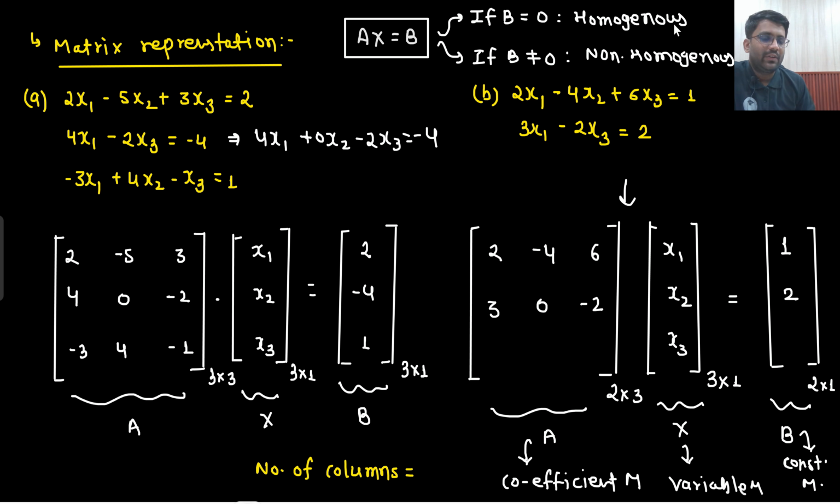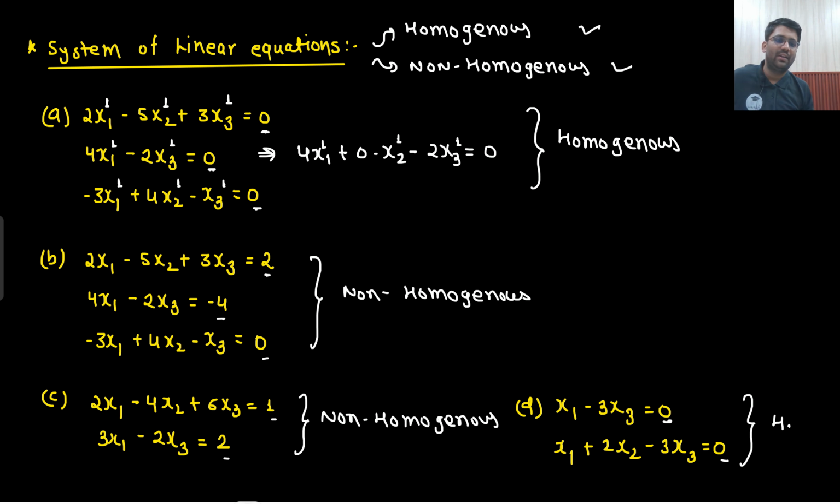So in case of a homogeneous equation, I will simply write down Ax equals 0. And in case of a non-homogeneous equation, I will write down Ax equals B. In case of homogeneous, I can simply write Ax equals 0 because B is 0 only. So did you understand the meaning of homogeneous equation, non-homogeneous equation, and matrix representation of a system of linear equations? These two slides are absolutely crystal clear to you.